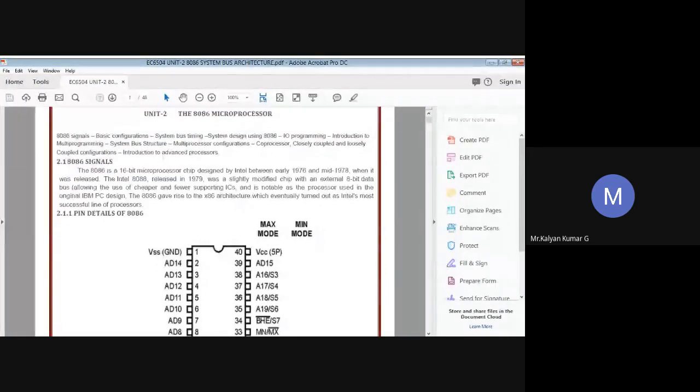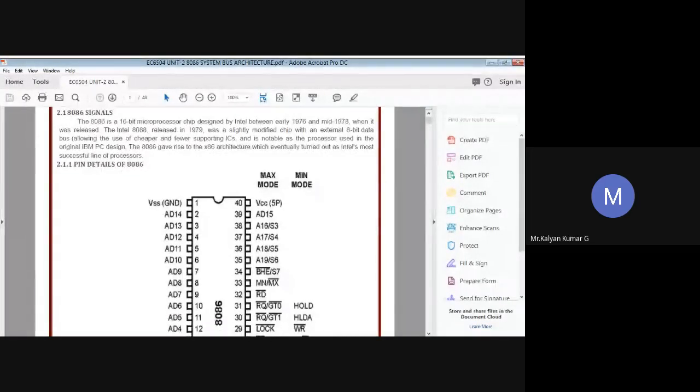So first we'll start with 8086. You need to start with the pin diagram of 8086, or we call it the pin signal description. The first thing is you should be thorough with the IC pin numbers, so you should know each pin.